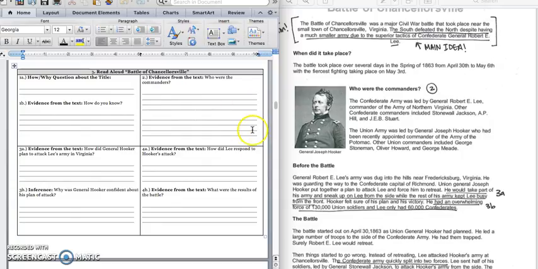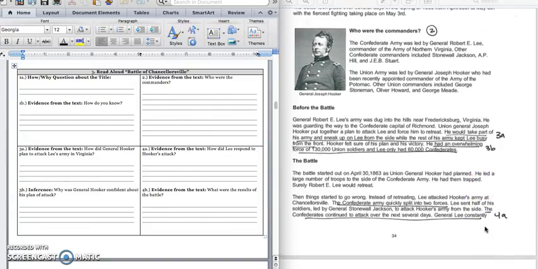And for the Union commanders in the second set of lines, we would write the commanders of the Union Army were General Joseph Hooker, George Stoneman, Oliver Howard, and George Meade. Press pause to write down your answer and play when you're ready for box 3. I'm at the section titled Before the Battle. General Robert E. Lee's army was dug into the hills near Fredericksburg, Virginia. He was guarding the way to the Confederate capital of Richmond. Union General Joseph Hooker put together a plan to attack Lee and force him to retreat.